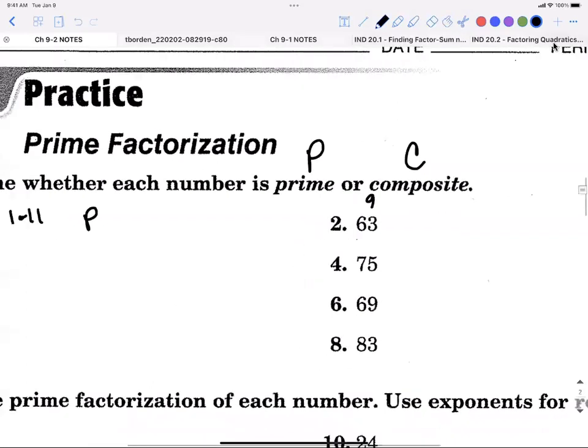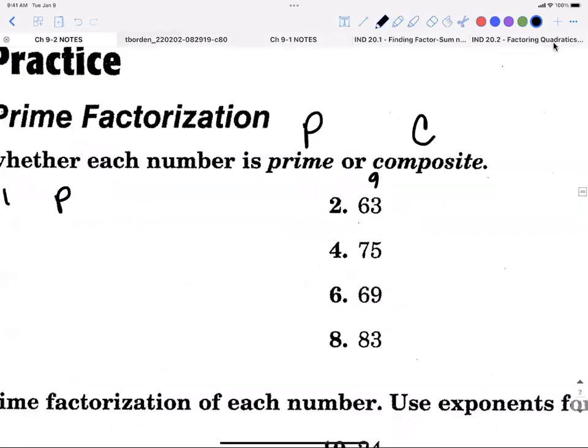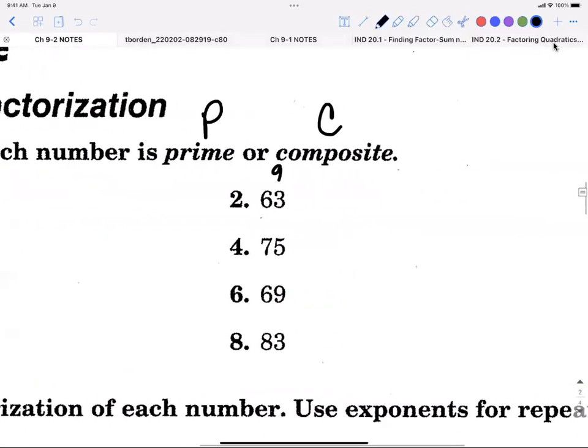Okay. So using those mental tricks that we just talked about, we've already decided that 63 is divisible by what? 3. So that means it's divisible by more than just 1 and the number. So it's composite. How about 75? It ends in a 5. So what do we know it's divisible by? 5. So since it's divisible by something other than 1 and itself, it's composite. How about 69? It's not even, so it's not 2. How about the 3 rule?